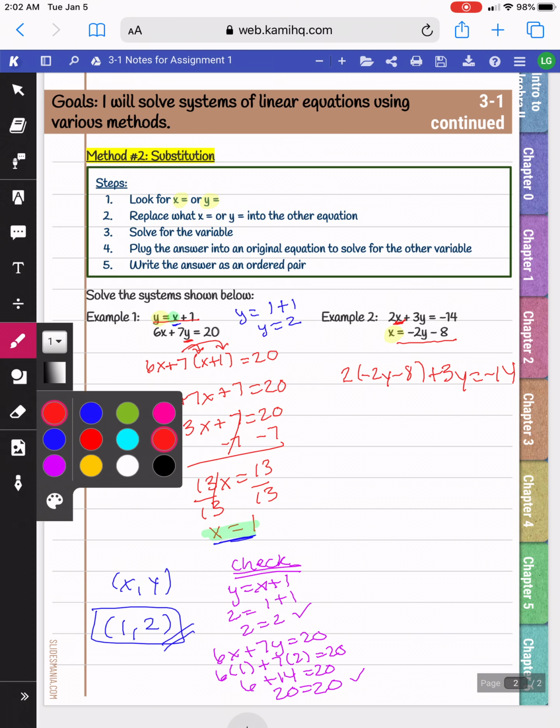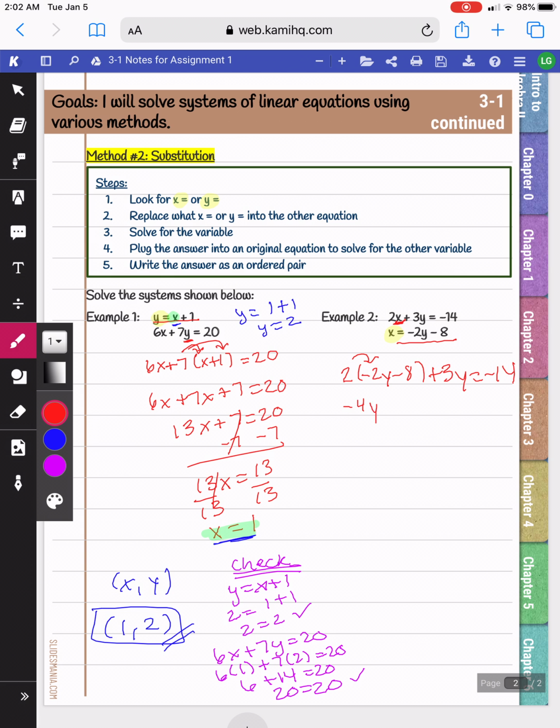So now I have an equation that only has the letter y in it, and I can solve for y. So let's go ahead and distribute. I get negative 4y minus 16 plus 3y equals negative 14. Now I can combine like terms. Negative 4y plus 3y is negative 1y. I get negative 1y equals 2, and if I divide by negative 1, I get negative 2 as my answer for y.